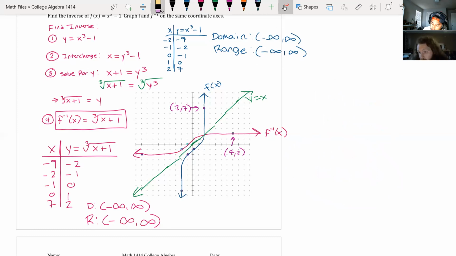And yes, you can also check algebraically by composing them to see if they're the inverse. But since we graphed it and they are symmetric about that line y equals x, this definitely proves that they are inverses of each other.